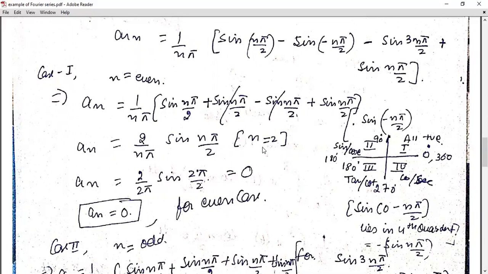So here in this case we are considering n is equal to 2. So again we are substituting 2 here. So we'll get the answer 0. For the even case, a_n is equal to 0.